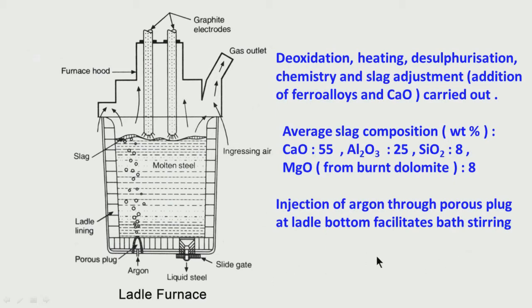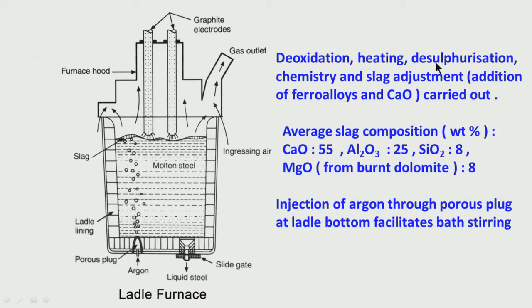So, this is very important. This helps in bath stirring, and temperature homogenization is possible. So, in the ladle furnace I am trying to talk about what possibilities are there. Deoxidation is possible, heating is possible, because the graphite electrodes are used for heating. So, whenever there is a temperature drop, we can use the electrodes, we can create an arc, we can increase the temperature of the liquid steel.